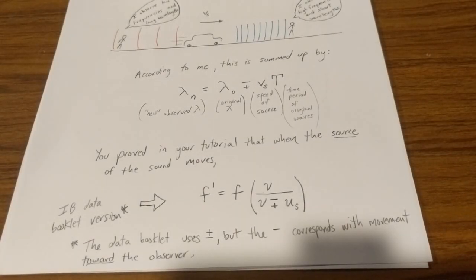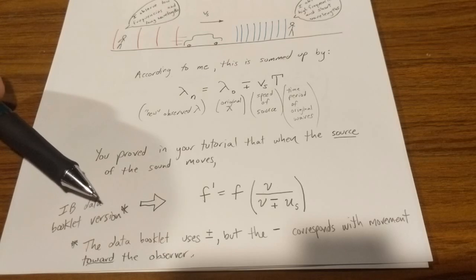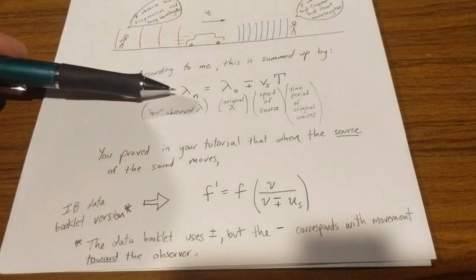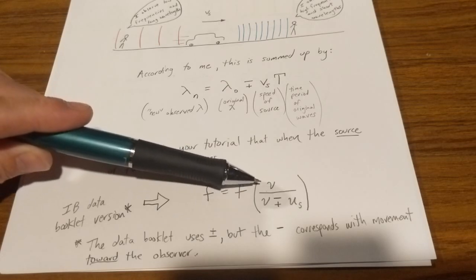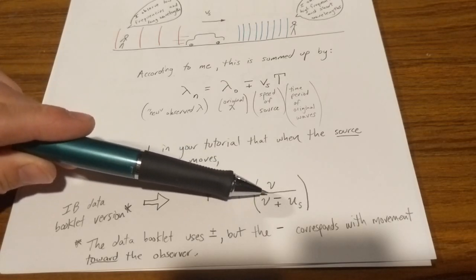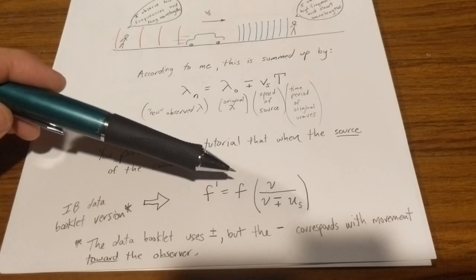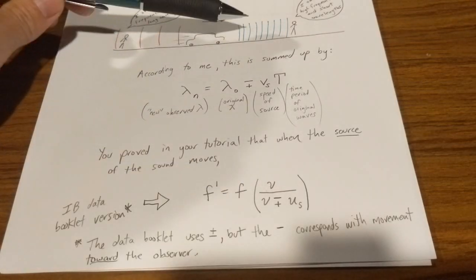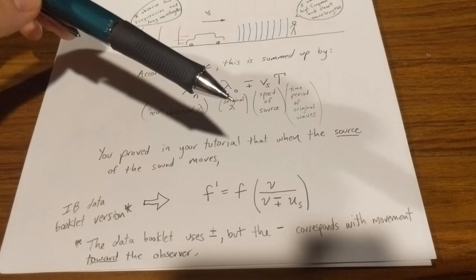In your Doppler effect tutorial that was assigned and is due the day that you're watching this video, you will have proven that when the source of the sound moves, this equation, which is an IB data booklet version of an equivalent expression to the wavelength relationship that I proved, holds: the new frequency is the original frequency times this factor. The data booklet actually doesn't have a minus or plus. They use a plus or minus, but you should know that the frequency is increased when the car approaches the person, when this should be a minus, and that the frequency is decreased when it's a plus.